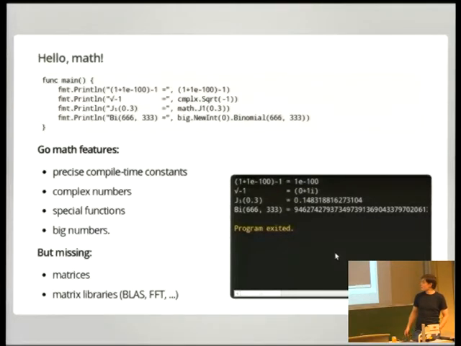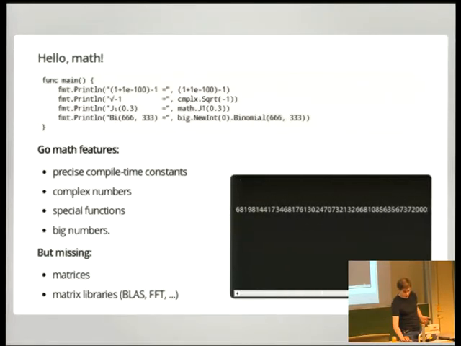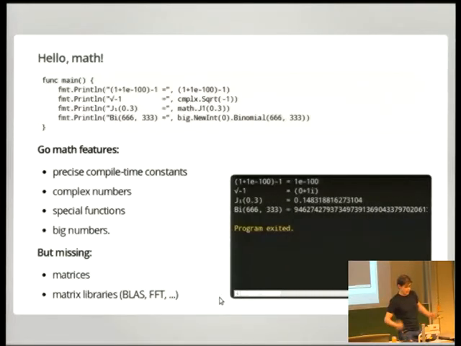if you want to do some mathematical stuff, some number crunching. It has precise compile time constants, so this expression is not truncated to zero, it's handled precisely. There are complex numbers right in the standard library, that's handy. Even special functions like these Bessel functions are just in the standard library, very handy. And there's even out-of-the-box support for large arbitrary precision numbers, like this very large binomial expansion that you can get just out of the standard library.